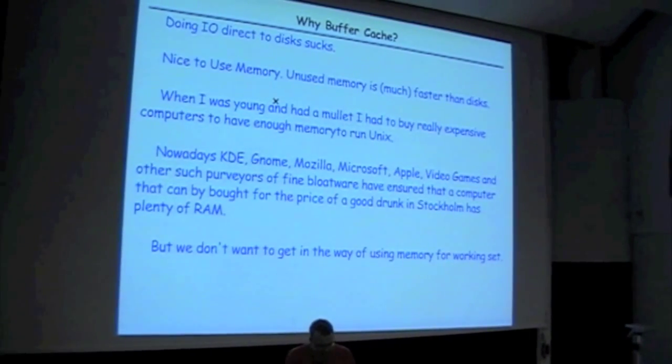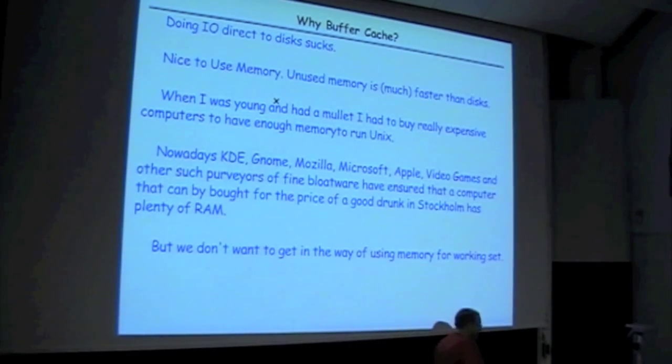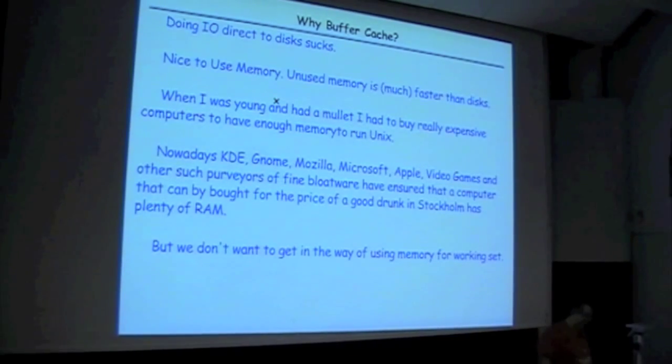So anyway, given that this is this amount of suffering and will actually suck years out of your life, why do we do this? And why do we look at this? And why do we want to do things on particularly the buffer cache? Well, as you know, doing direct I/O to disk sucks. Okay? Nothing will possibly ever be as fast as your memory bandwidth. It's nice to use memory. Unused memory is much faster than disks.